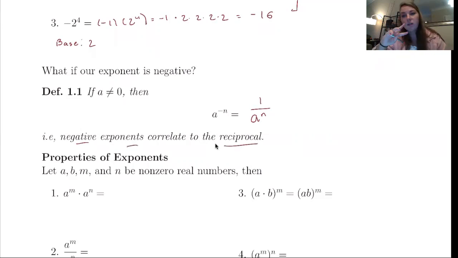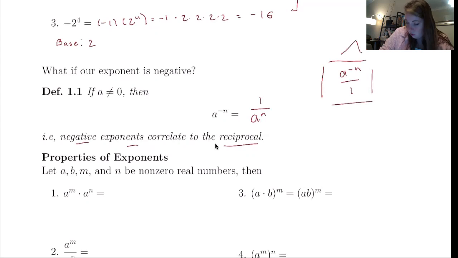The reciprocal, remember, you just flip it. I learned in algebra that you can think about your fraction as like a house. The denominator is downstairs, your numerator is upstairs. If it's not a fraction, you can think of it as over 1. So a to the negative n, the exponent is negative. It's not a happy exponent.